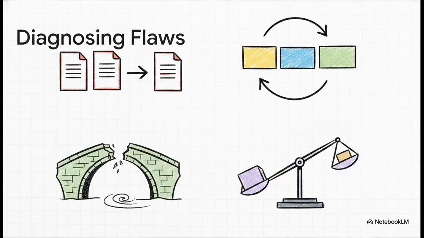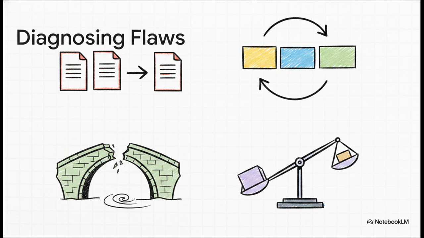So what exactly are we diagnosing here? Let's rapidly fire through the 4 specific structural flaws you're hunting for in Step 3. Number 1, redundancy. Are paragraph 3 and paragraph 7 basically saying the exact same thing? Just combine them. Number 2, misplacement. Are you jumping the gun and recommending a solution before you fully explain the problem? Reorder it.